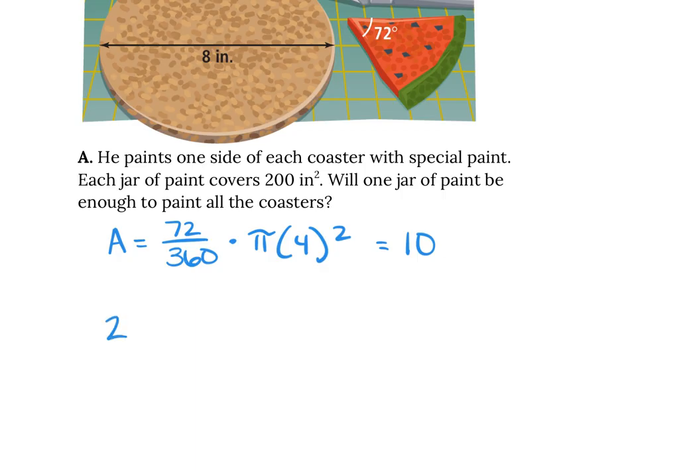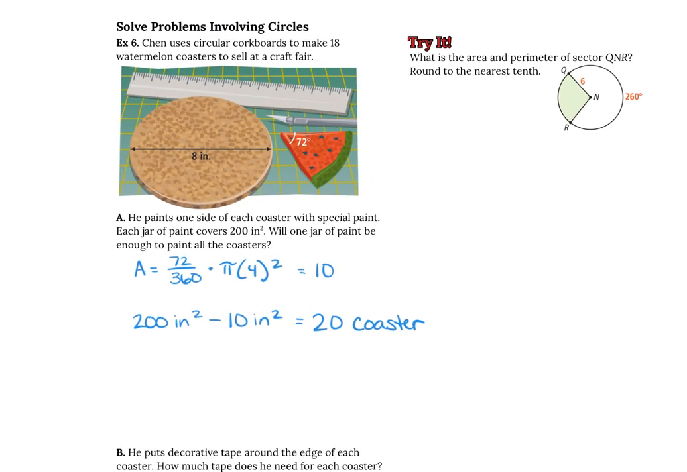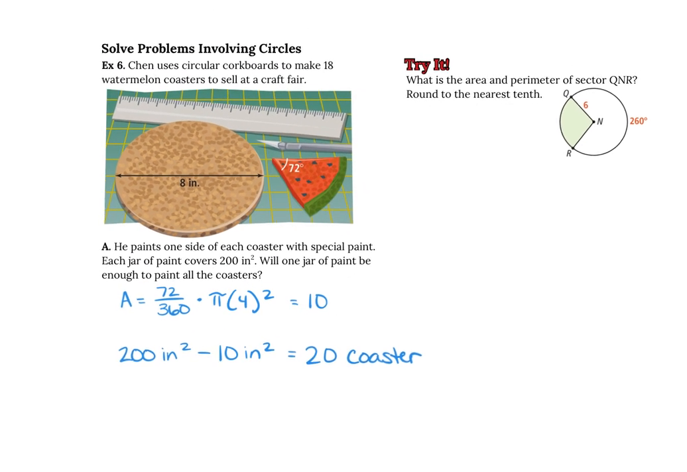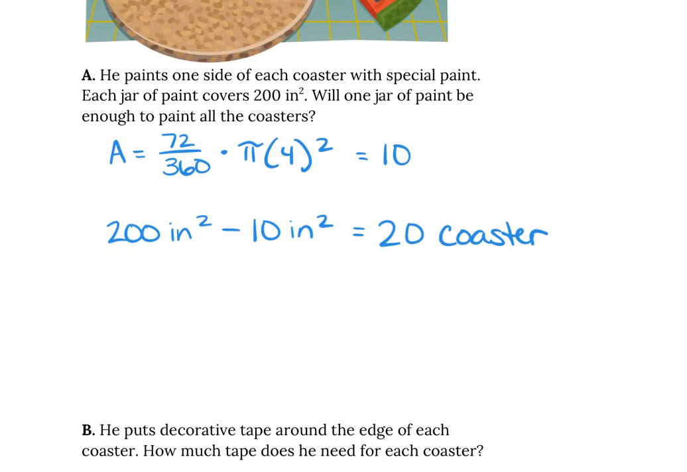His paint covers 200 inches squared. I'm going to divide by the 10 inches squared that each coaster takes. So we can make 20 coasters out of each jar of paint. Okay, the original question was whether he could make the 18 coasters. And yes, he can make 18 coasters off of 1 jar of paint.